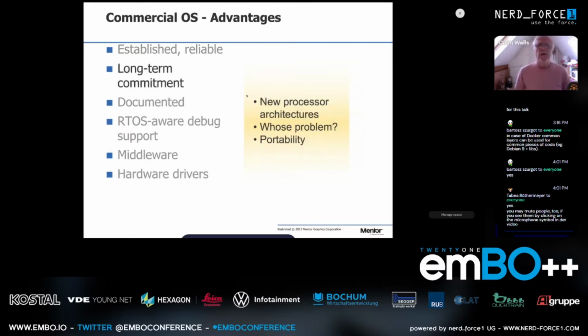The next thing to think about is you're looking at long-term commitment. You're going to use this operating system probably for a long period of time. So you're likely to want to move, for example, to different processor architectures. Whose problem will that be? Well, what you don't want it to be is your problem. So if you have a commercial product, they will be motivated to keep up with technology. They'll have designed their product for portability to achieve that goal.